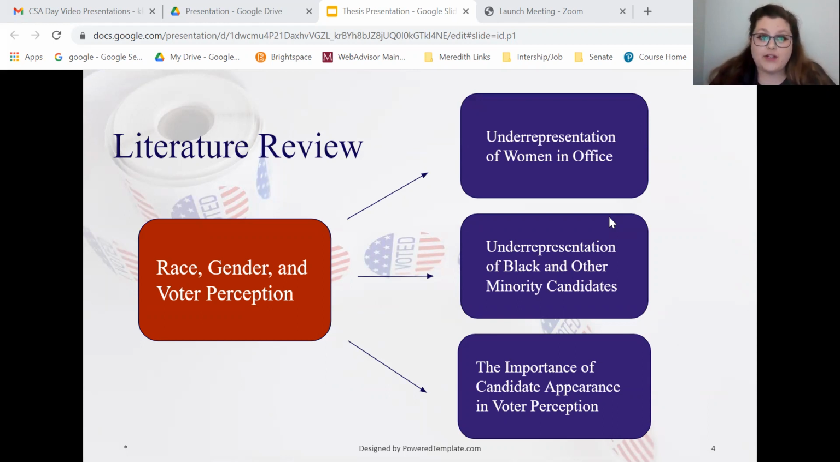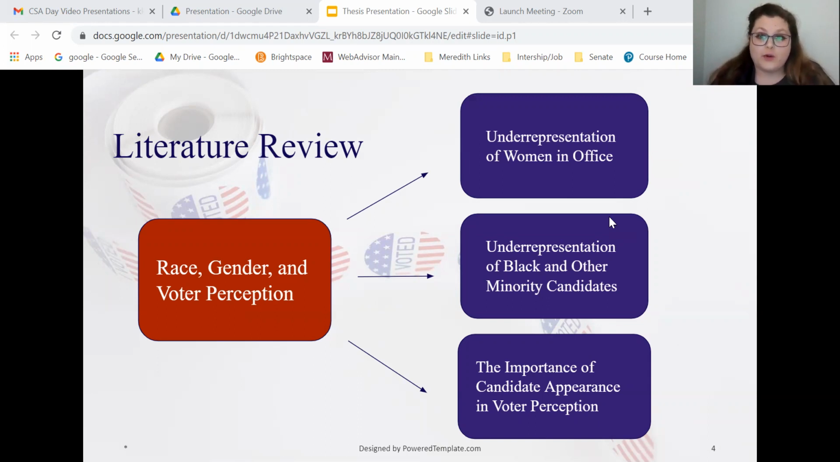The second category was the underrepresentation of Black and other minority candidates, where I found that people of color as a whole are also severely underrepresented in political office, and women of color experience even higher rates of underrepresentation. However, these numbers are improving as well. For example, we saw a historic number of women of color elected to the 116th Congress of the United States of America.